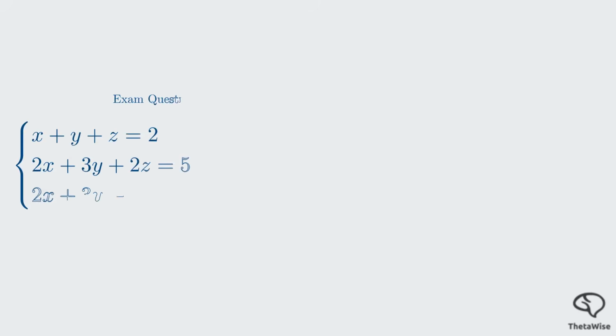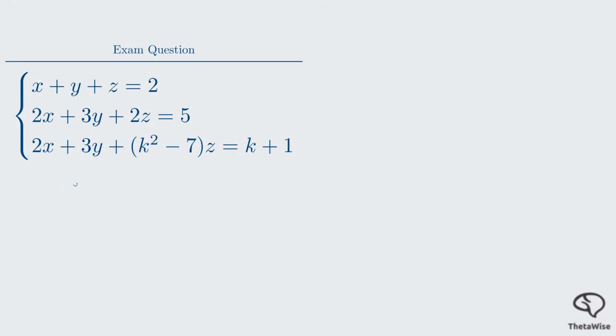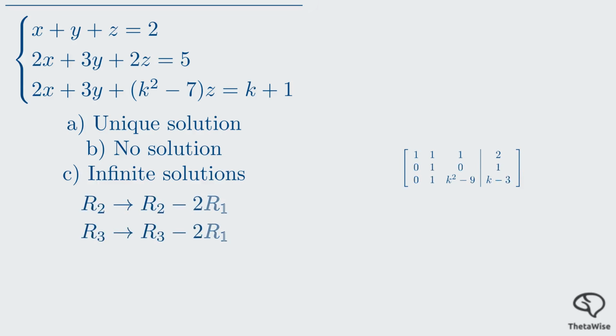Let's tackle an authentic IB-style question. Consider the following system of equations containing a parameter, k. Find the values of k for which the system has a unique solution, and no solution. First, we set up our augmented matrix. We perform row operations to reach row echelon form.